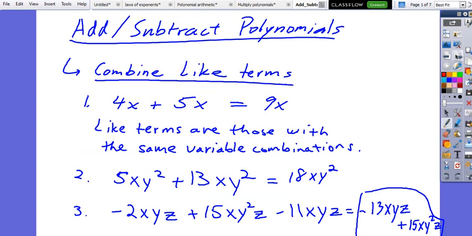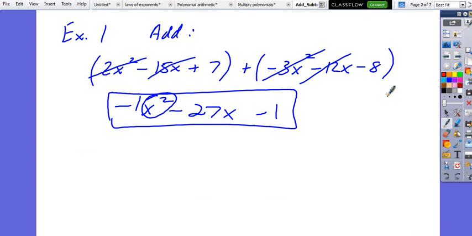Okay, here's another example. We're adding. The example's already been completed. You see how I've canceled out. What I like to do is as I combine like terms, I like to cancel those out so I don't have to think about those anymore. So I had a 2x squared and a negative 3x squared. Notice I'm adding these 2 polynomials. These are trinomials. I'm adding the 2 trinomials.